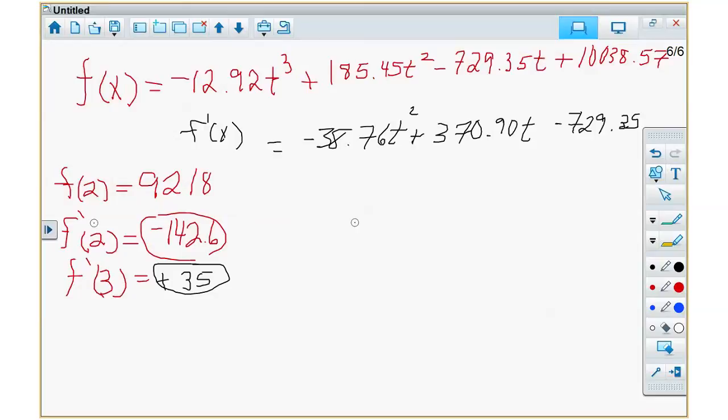Okay, now we set that equal to 0. Negative 38.76 T plus 370.90 T plus blank is equal to 729.35. Well, I have to do the T squared. I just left it off. I just decided to take another derivative.